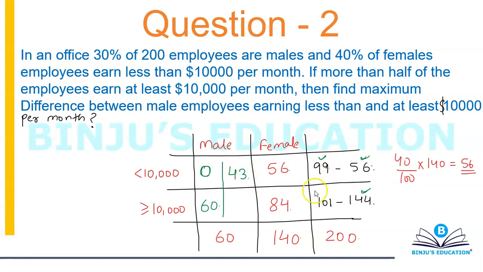So if I'm going to take this to be 99, this will automatically be 101, so that's automatically 70. So the maximum difference will come from these two values, which is equal to 60. So I've used both the concepts here. I have used the concept of Venn diagram. I've also used the concept of inequalities.